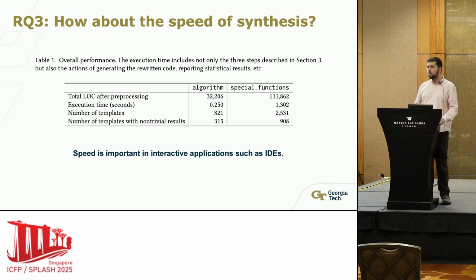And finally, in this work, we take a certain trade-off between the speed of implementation and the precision of the type parameters, and we've chosen to take the speed side of that trade-off. So you can see that the execution time of our approach is very fast. It's a quarter of a second for algorithm, just over a second for special functions. And we've successfully synthesized non-trivial function type templates for hundreds of functions in each case, but clearly not for all of them.